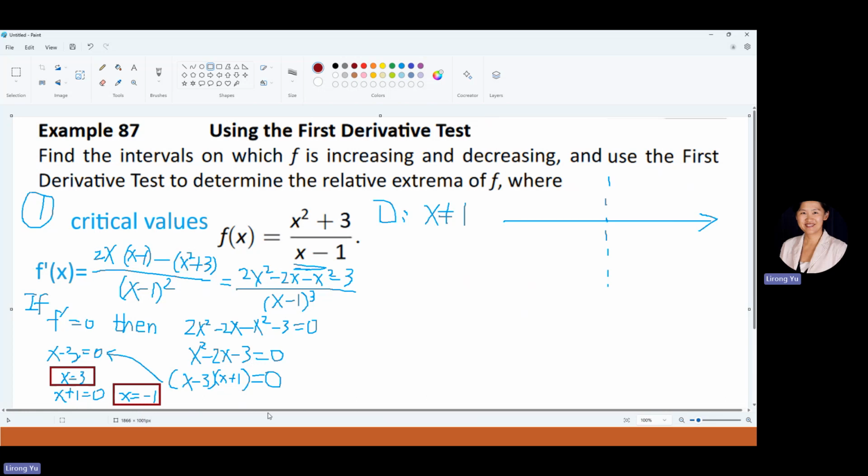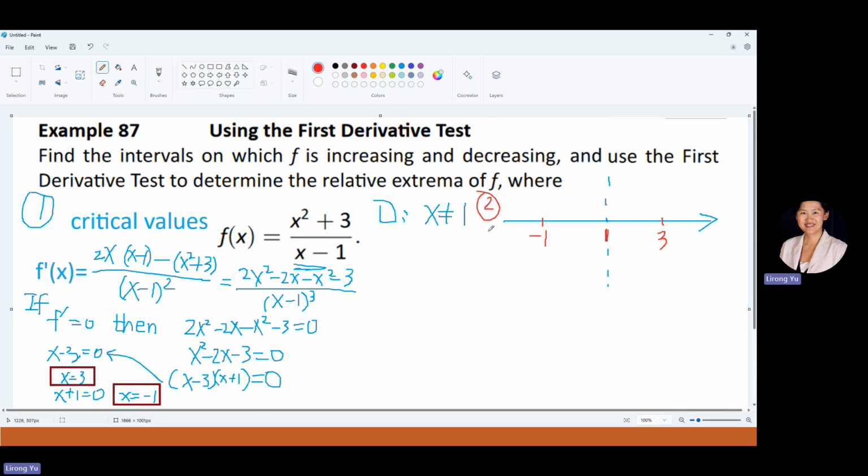And now we finish step one. Any questions? All right, now we're moving on to step 2. We're going to try to determine the intervals. What points did we find? We found negative 1, which is on the left of 1, and we have positive 3, which is on the right of 1. This 1 is separating the whole picture. It's a domain thing. So now we're going to look at what intervals we have.